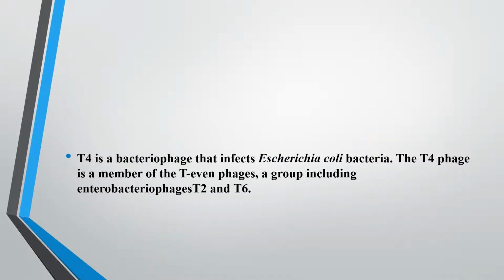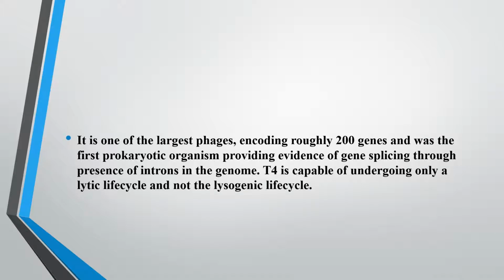T4 is a bacteriophage that infects E. coli bacteria. The phage is a member of the T-even phages, a group which includes enterobacteriophages T2 and T6. It's one of the largest phages, encoding roughly 200 genes, and it was the first prokaryotic organism providing evidence of gene splicing through the presence of introns in the genome. T4 is capable of undergoing only a lytic life cycle, and it does not undergo a lysogenic life cycle.